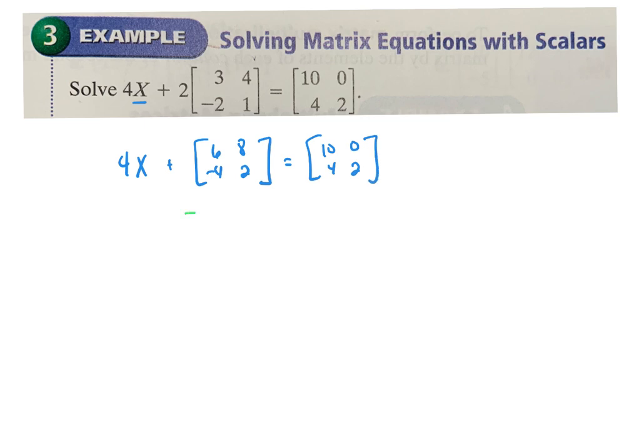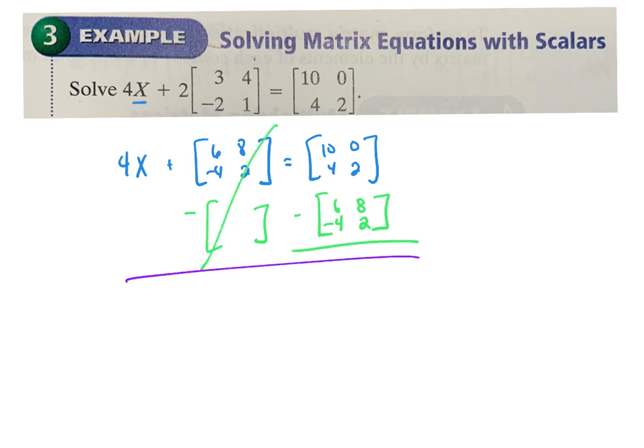You would subtract this guy from both sides. Remember, you're subtracting, so again, pay attention to your positives and negatives. So 10 minus 6, 0 minus 8, 4 minus a negative 4, and 2 minus 2. And they were nice, so they gave us all things divisible by 4. But you're basically multiplying by 1/4 if you divide by 4.